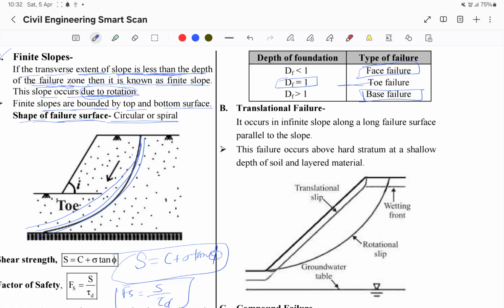Translational failure. It occurs in infinite slope along a long failure surface parallel to the slope.